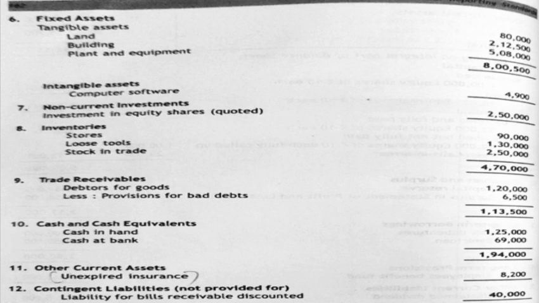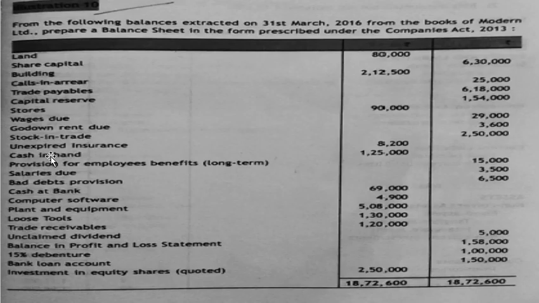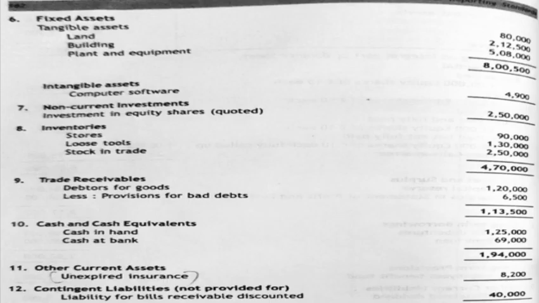Then we have the 10th working note, cash and cash equivalents. Next is our cash and cash equivalents, cash in hand and cash at bank. In the question, we have cash in bank and cash in hand. Cash in hand is 1,25,000, and cash at bank is 69,000, which has been recorded. So the total of it is 1,94,000.